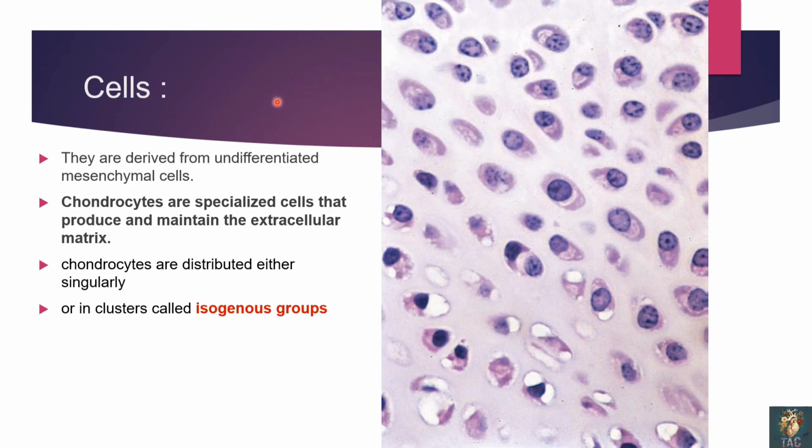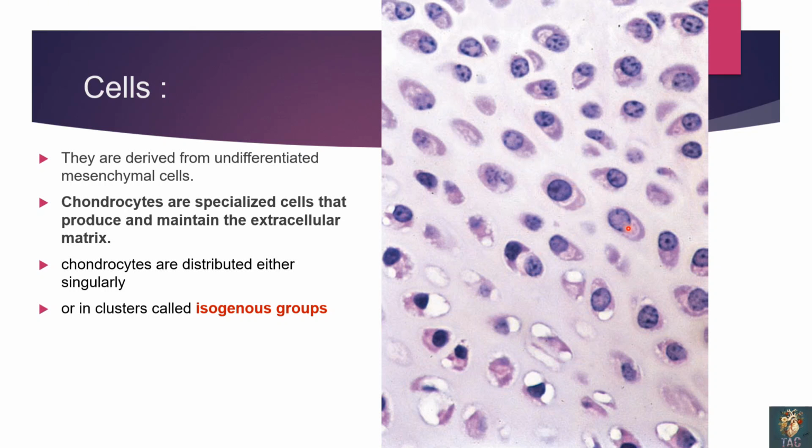So first of all, the cells. These cells are derived from undifferentiated mesenchymal cells. They are the specialized cells that produce and maintain the extracellular matrix. Here you can see these are all the chondrocytes. When these are active, they are called chondroblasts. When they are in a quiescent state, they are called the chondrocytes.